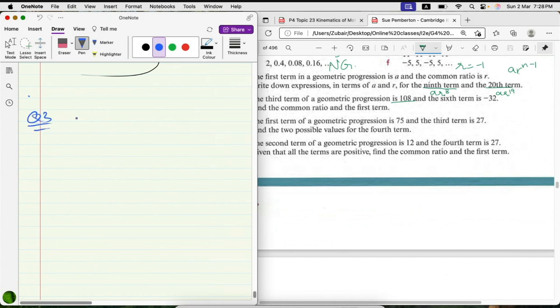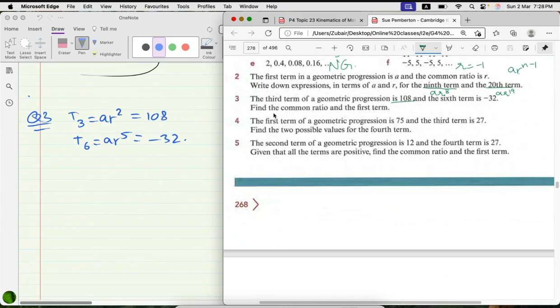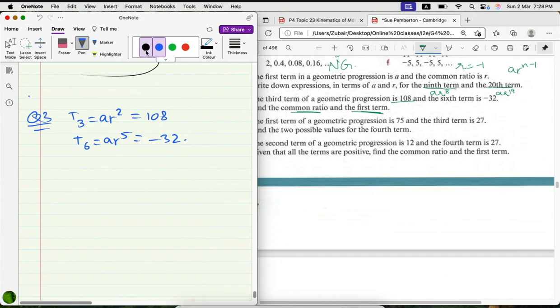Question 3. Third term T3. So AR square is equal to 108 and the sixth term AR to the 5 is equal to minus 32. Now it is asking to find the common ratio and first term, so A and R. When we look at this, I'm dividing them both. AR raised to power 5 divided by AR square. On the other side, minus 32 divided by 108. We get rid of A. I'm left with R cube. And minus 32 divided by 108 is minus 8 by 27.